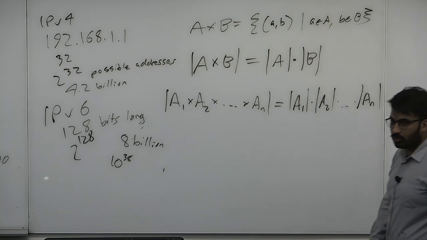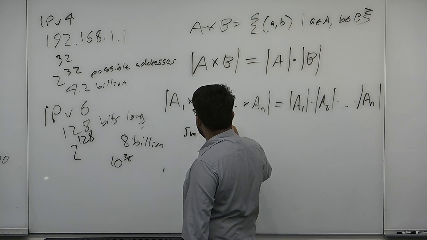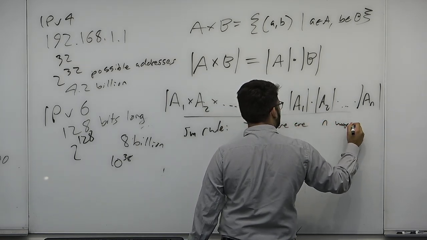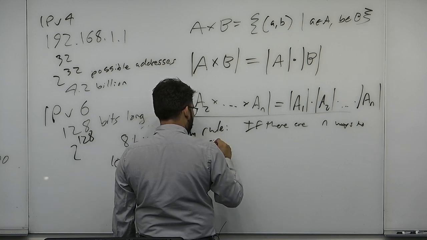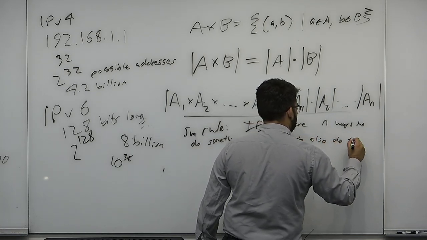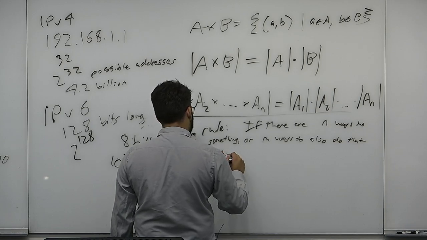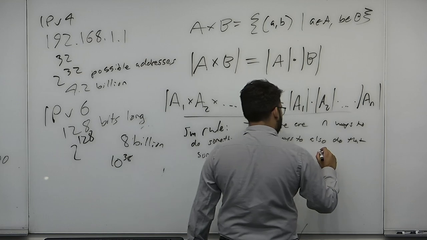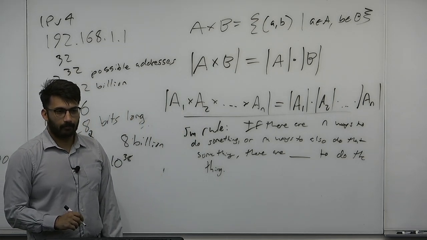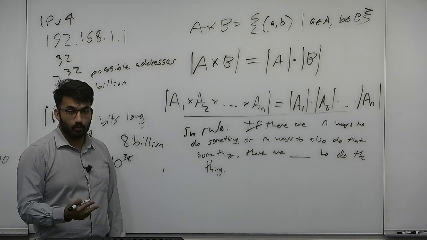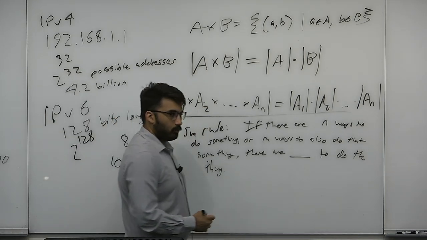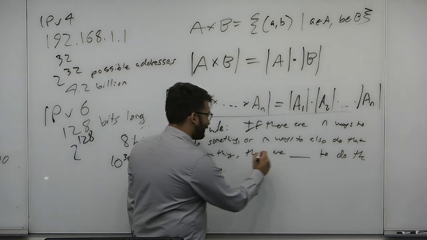Let's do the sum rule, the rule of sums. If there are n ways to do something, or m ways to also do that something, there are how many ways to do the thing? If you can do something n ways, or you can do it m ways, how many ways are there to do that thing? The max. Well, it can't be the max because it's called the sum rule. So it's going to be the sum of the two.